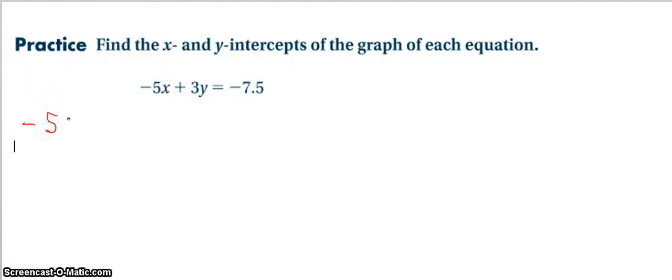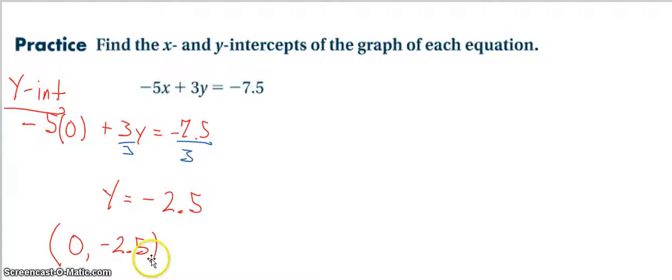So if I set this up, again, you can choose which you substitute in first, but I'm going to go ahead and substitute my x in first. Really, you can essentially then forget about the x term. So then we have 3y is equal to negative 7.5, so on both sides we could divide by 3. We would then get that our y value is equal to negative 2.5, which then makes this my y-intercept, since x was 0. So my y-intercept point is (0, negative 2.5).